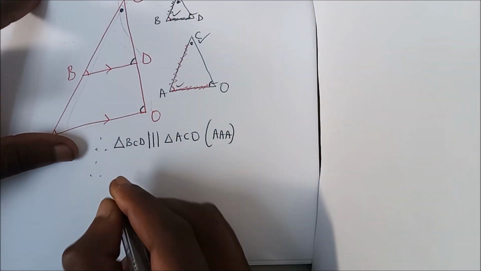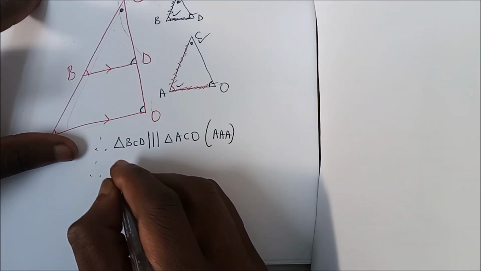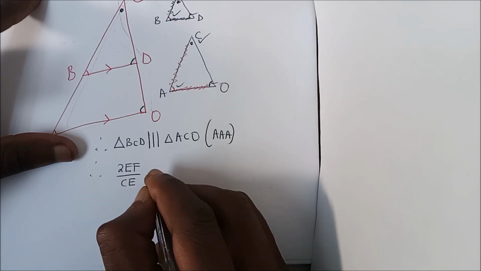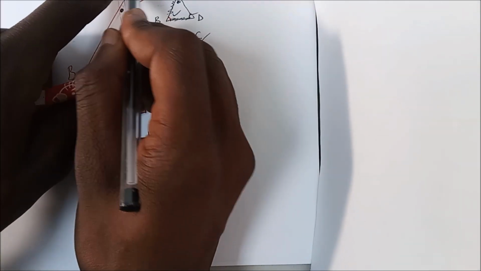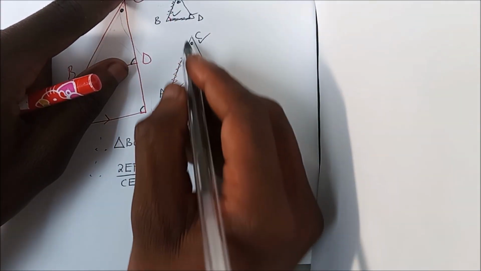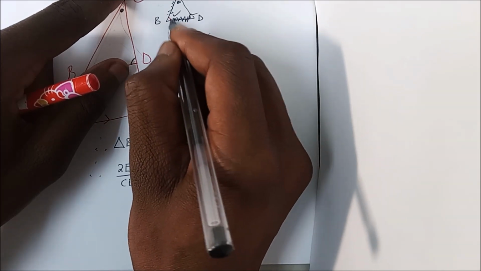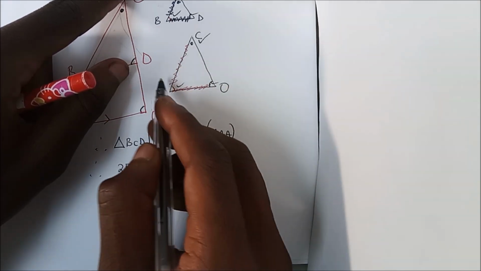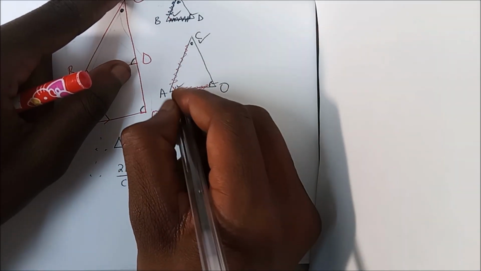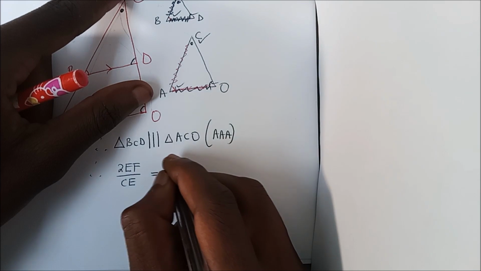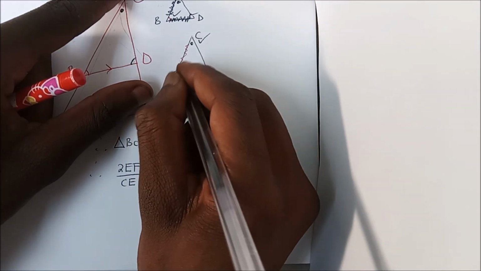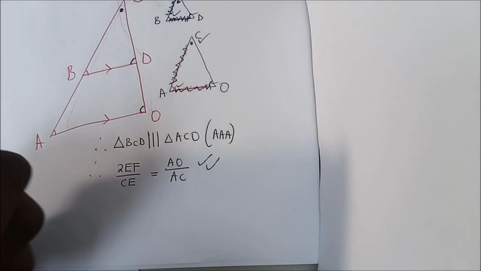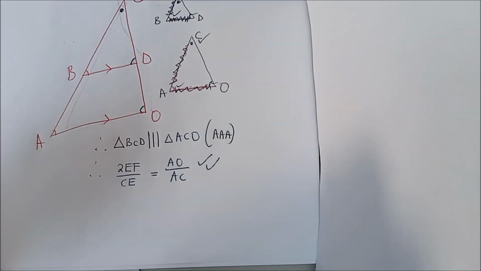So therefore, the two triangles are similar. Therefore, we have BD over CB. So this is BD there over CB there. So that means for the big triangle, we have to follow the same pattern. It's going to be AO over what? Over AC. So didn't you prove that? So we're done proving that.